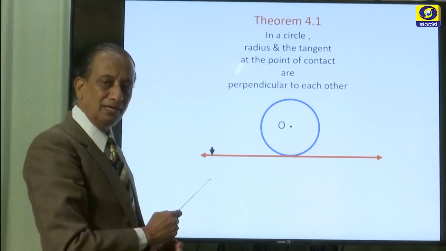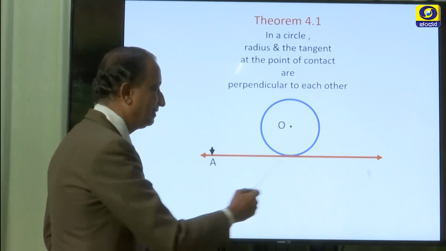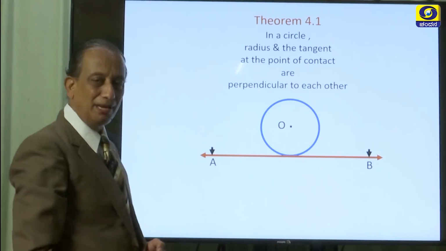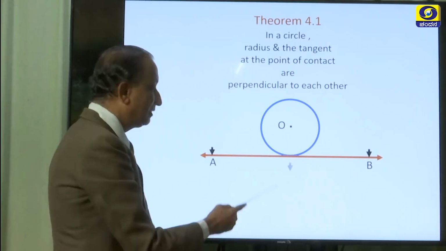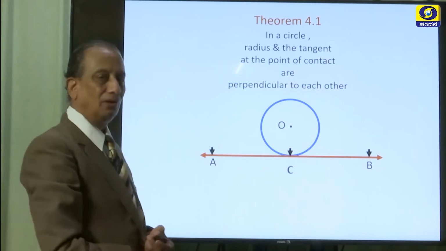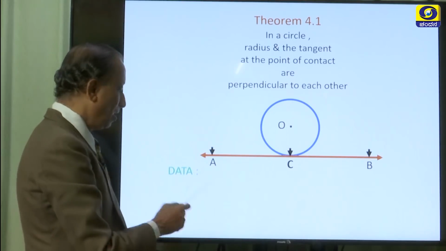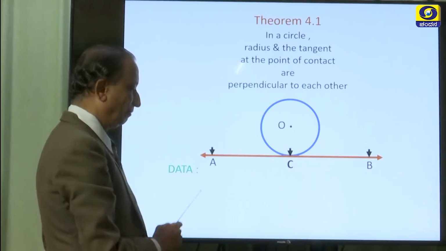Let us mark any 2 points on it and call them A and B. Now this straight line, you can see from the figure, is touching only at this point. Let us call it C. Now let us write down the data, whatever is given, let us list it down.